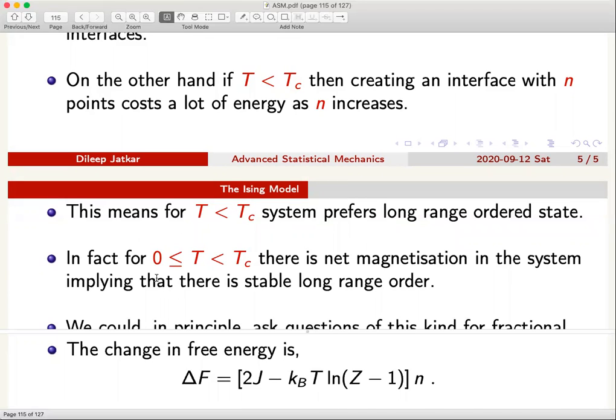That setup would correspond to a statement that for temperature between 0 and Tc, the system would show net magnetization. And the statement of net magnetization implies that the system has a stable long range order. That means if you see spins pointing up in some region of the system, you can safely believe that if you go sufficiently far away, spin would still be pointing in the same direction. In between, you may find smaller, tiny domains where spin could be pointing in the opposite direction, but nevertheless, the larger structure is pointing in the same direction.